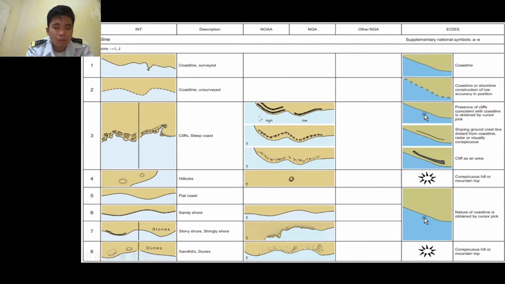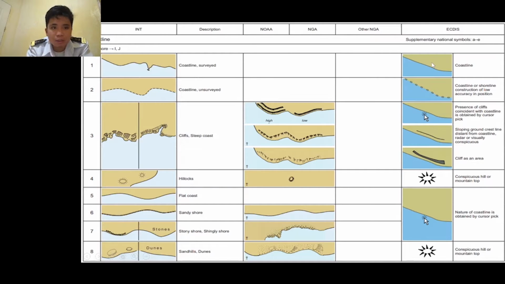So here's what I was talking about. In the NOAA, it would vary from the INT, or the one in the nautical charts, and also here in the ECDIS. Steep coasts or cliffs are somewhat similar to the INT, just thicker and more bold. Here, cliffs and steep coasts. Then hillocks are much darker, more bold. Here, sandy shore. Then stony shore, you can see here many dots, many circles. And then sandhills and dunes.